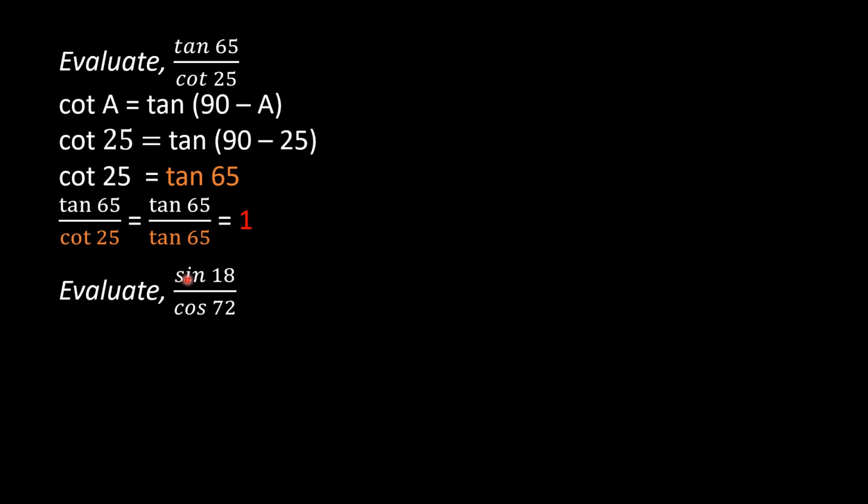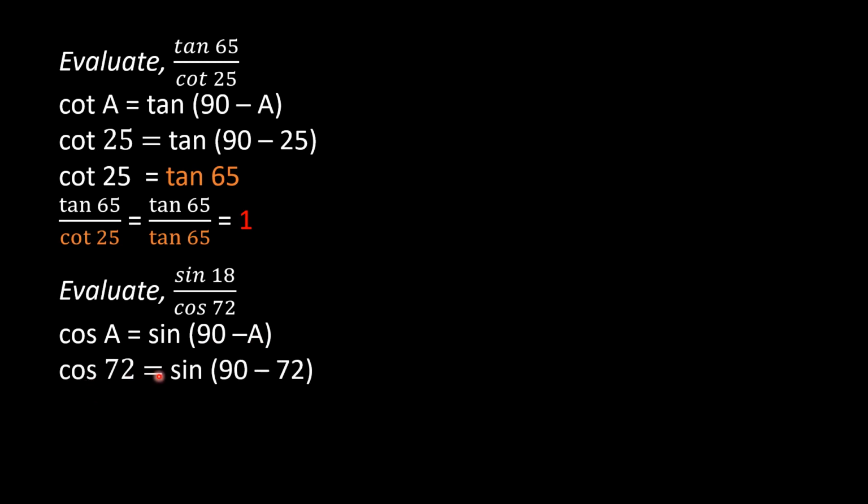Evaluate sin 18 divided by cos 72. Here 18 and 72 are complementary angles. We can change sin to cos or cos to sin, but here we will change cos to sin. We have cos A equals sin (90 minus A). So we write cos 72 equals sin (90 minus 72), which will be sin 18.